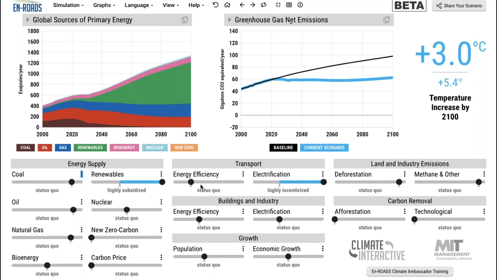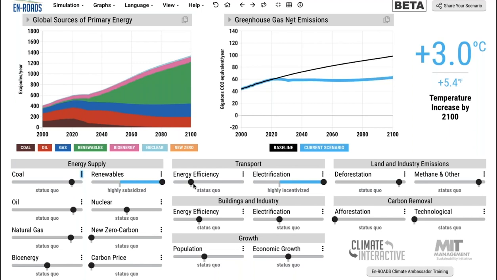There's also things like, if people are making decisions about buying vehicles, choosing cars that are more fuel efficient. In many countries, there are now standards at which cars must be more and more energy efficient every year.